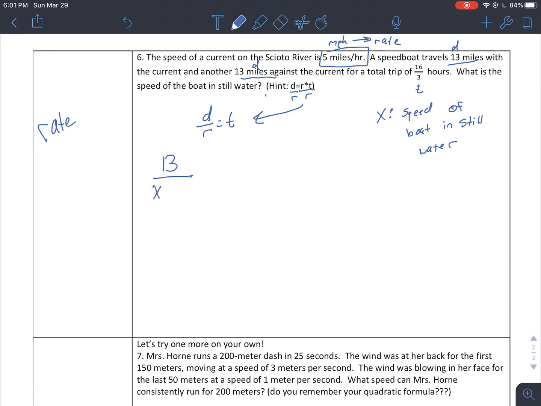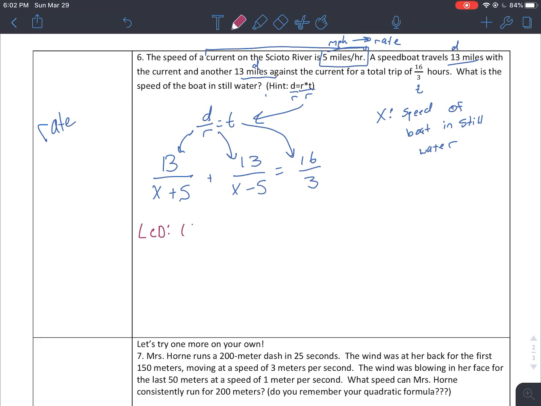What's our rate? Well, the rate is the speed of the boat, and then the current speed, which is 5 miles per hour. When we go with the current, we're adding to our speed those 5 miles per hour. Then if we add this, we're going 13 miles again. X is the speed of the boat, and then we're going against the current. So we would subtract 5 miles per hour off of our speed for a total trip time of 16 over 3 hours, right? So distance over rate plus distance over rate equals time. That is how we build these formulas.